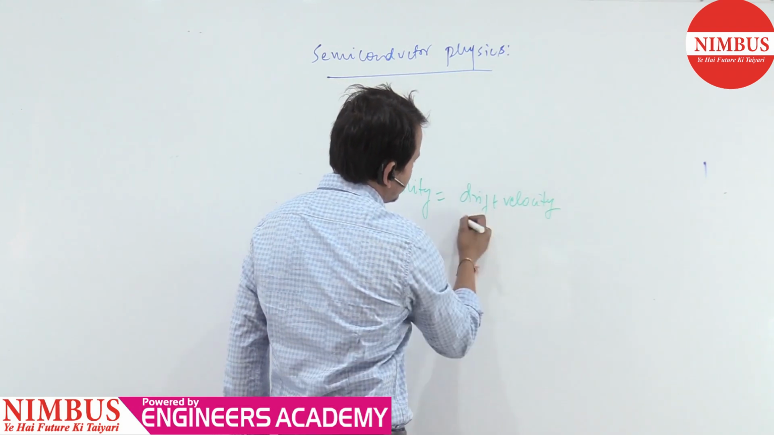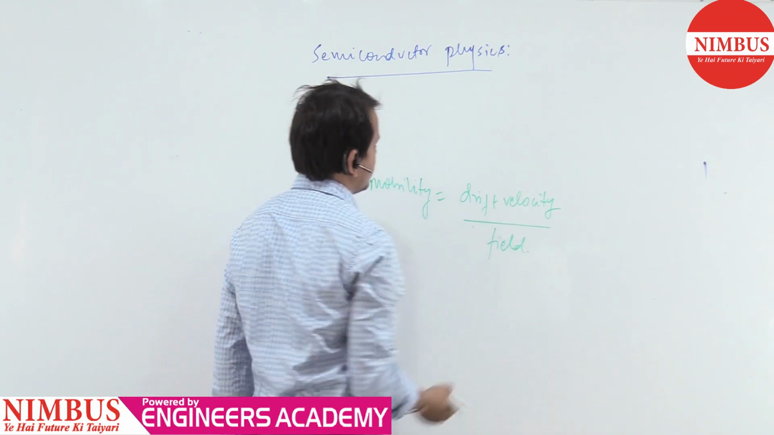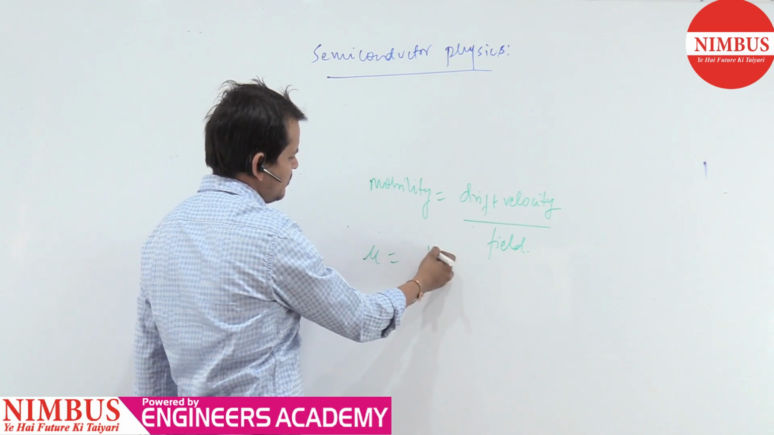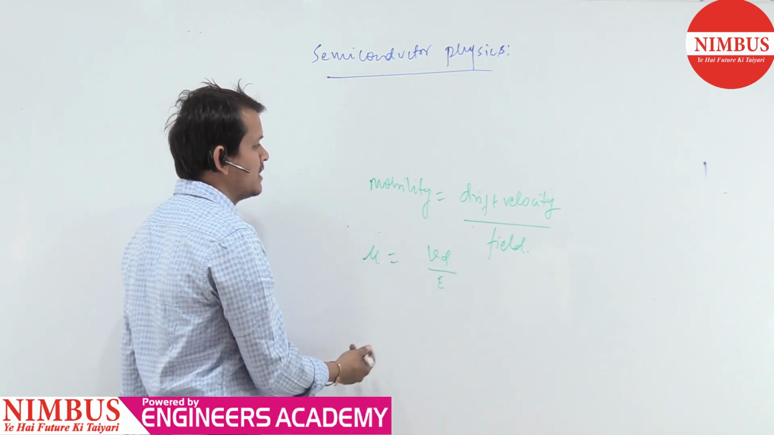And divide by electric field. This is field here, I say. So the electric field. And if I just write this, mu is equal to Vd upon E. Sometimes students get confused with this, the drift velocity.